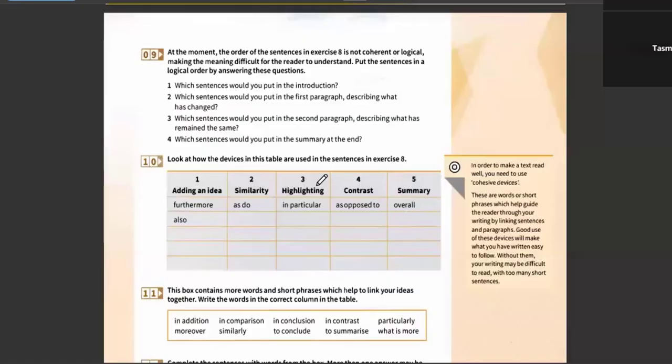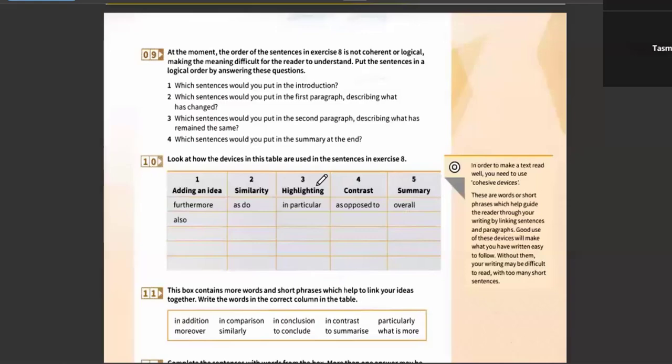Okay, so look at the note that is given here. Here it is written: in order to make a text read well, you need to use cohesive devices. These are words or short phrases which help guide the reader through your writing by linking sentences and paragraphs. Good use of these devices will make what you have written easy to follow. Without them, your writing may be difficult to read with too many short sentences. Understood? Is it clear?